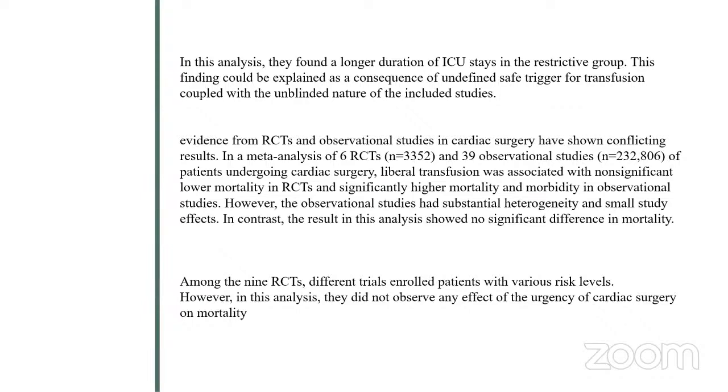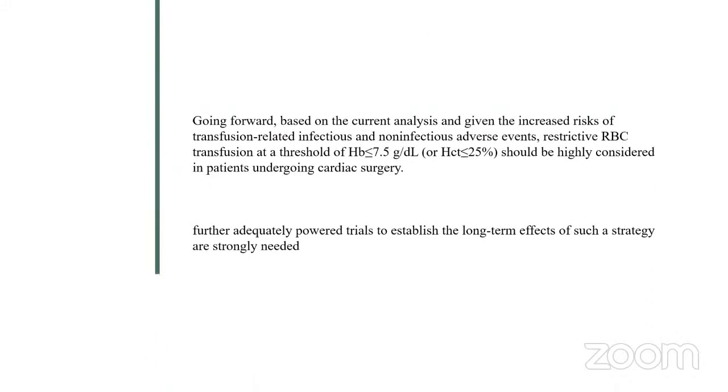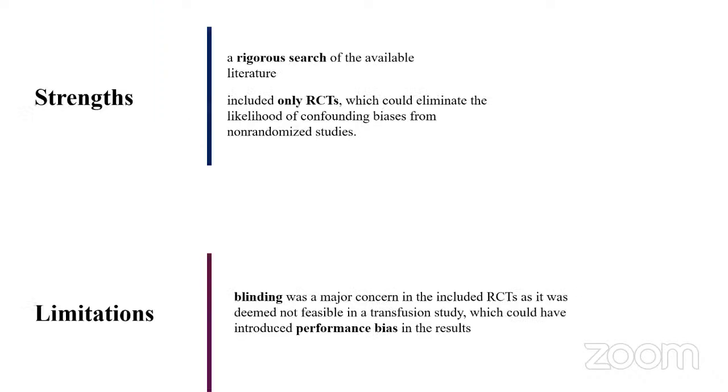However, in this analysis, they did not observe any effect of the urgency of the cardiac surgery on the mortality. So going forward, based on the current analysis, given the increased risk of transfusion-related infections and non-infectious adverse events, restrictive RBC transfusion at a threshold of hemoglobin less than 7.5 gram per deciliter or hematocrit less than 25% should be highly considered in patients undergoing cardiac surgery. And also, further adequately powered trials to establish the long-term effect of such a strategy are strongly needed.